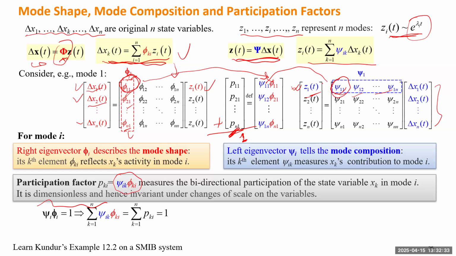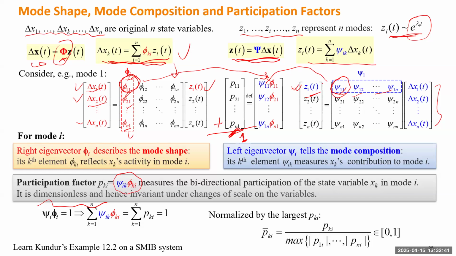But some other studies also suggest it may be more convenient to normalize the participation factor differently. We identify the largest one and make the largest one the participation factor 1. The second largest one will then be the ratio to this one. That is also very convenient.